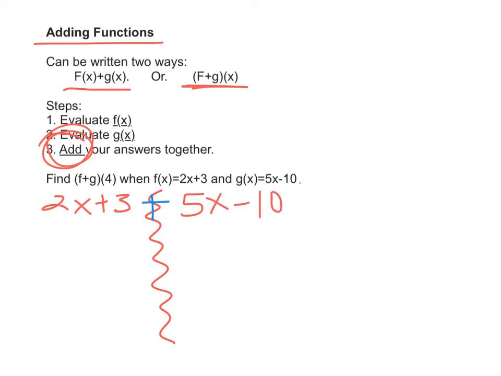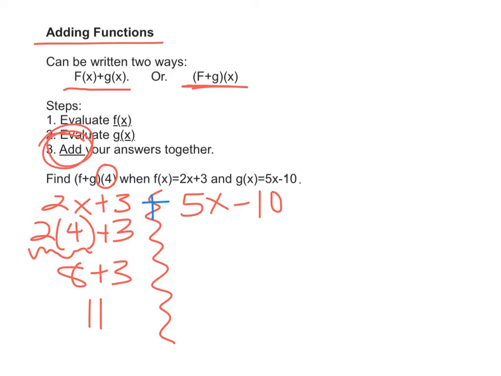The way that we do this is we do the two problems separately. Step 1, evaluate f of x, which I plugged in on the left. So 2, take out x, plug in 4, plus 3, and then PEMDAS that. 2 times 4 is 8. Bring down your plus 3. 8 plus 3 is 11.